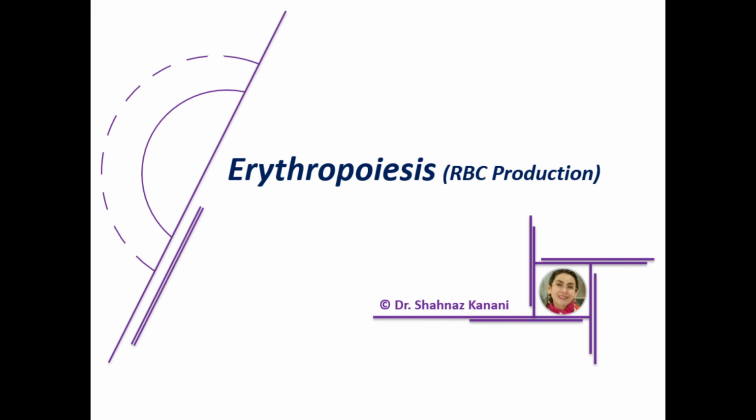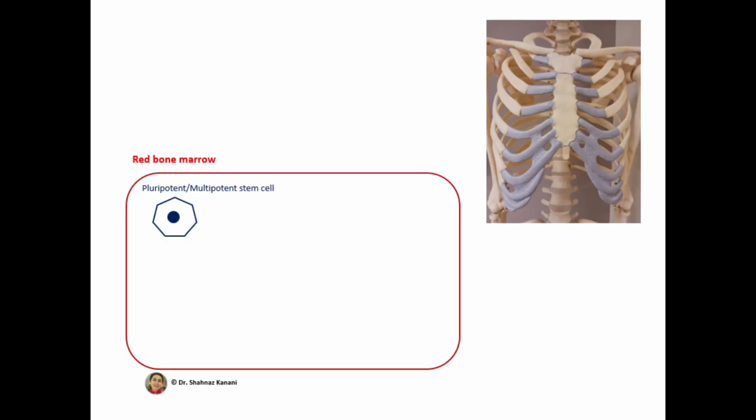Erythropoiesis refers to the process of producing red blood cells. We know that this process starts in red bone marrow. Inside red bone marrow, we have stem cells that are capable of forming a variety of cells. Please keep in mind, inside red bone marrow, we also end up with production of white blood cells and platelets.